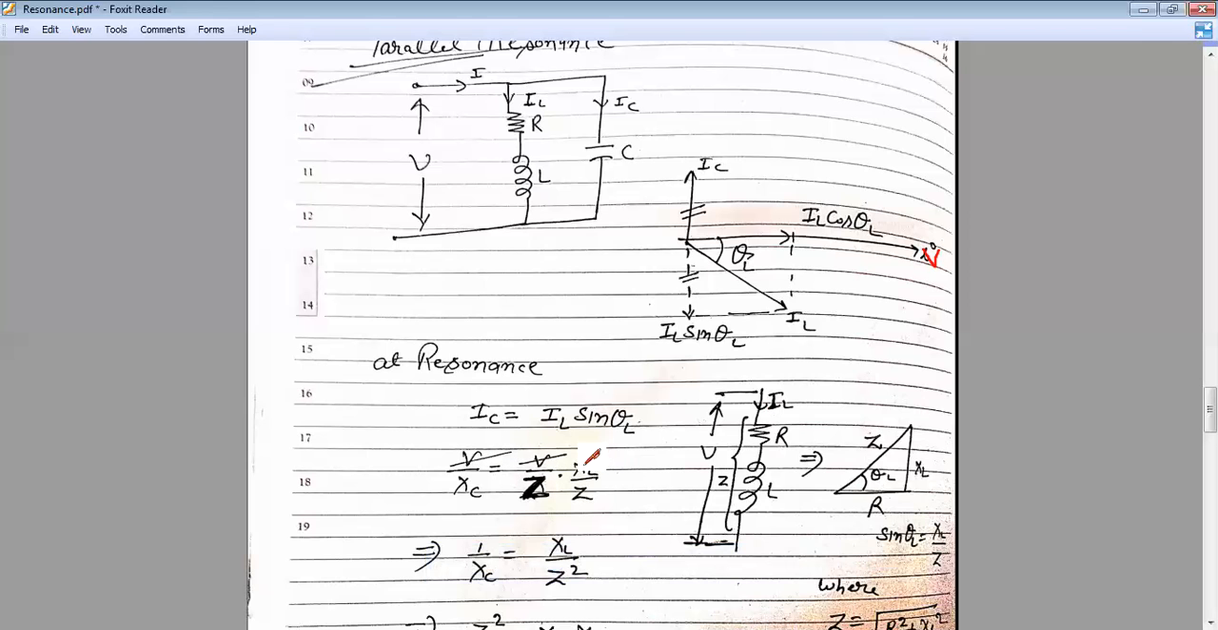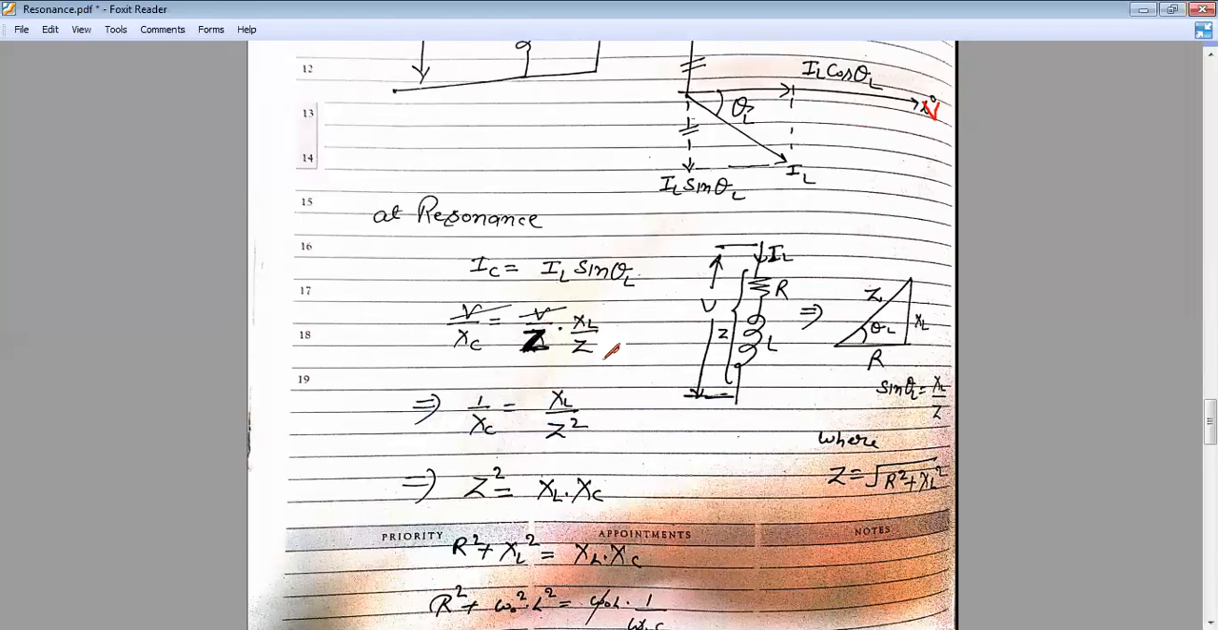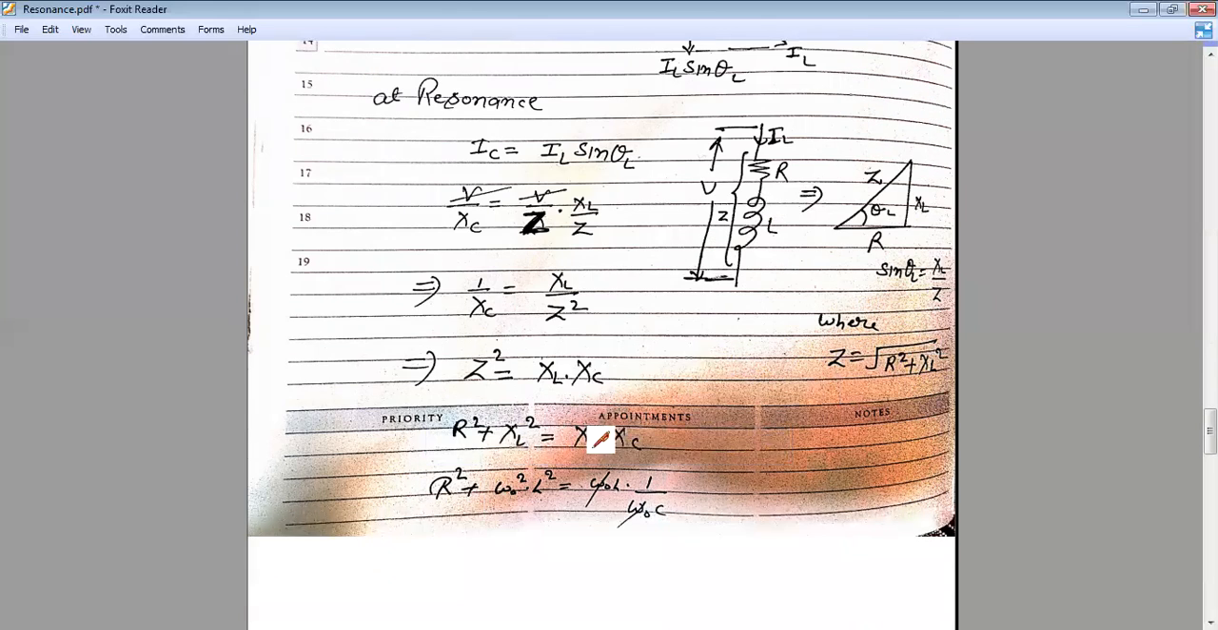So V and V are cancelled out. Z into Z gives Z square. This XC will come here and it becomes XL into XC. So Z square equals XL into XC. Now, what is the value of Z, the impedance of this RL circuit? We have discussed it already. Z equals the square root of R square plus XL square, the square of the reactance offered by L. So the square of Z equals R square plus XL square, and this equals XL into XC.